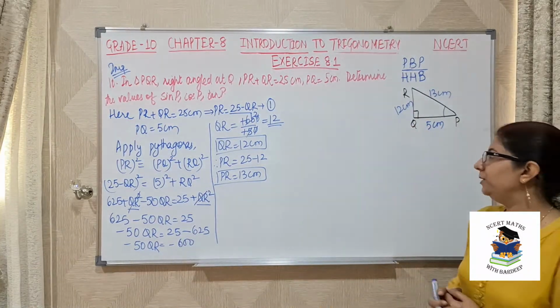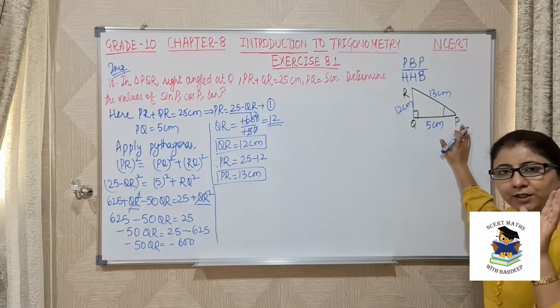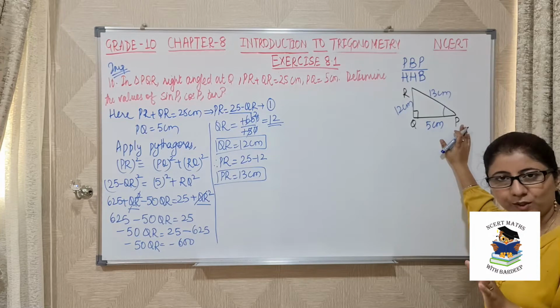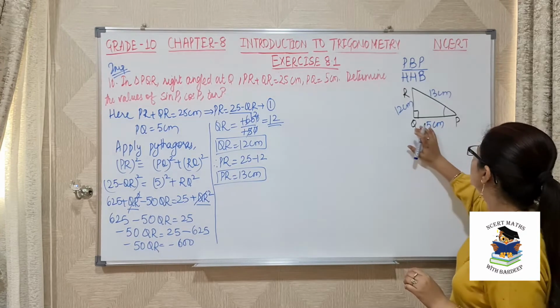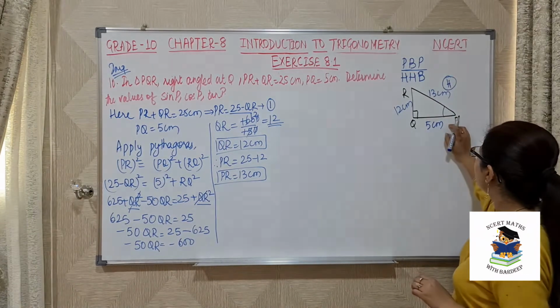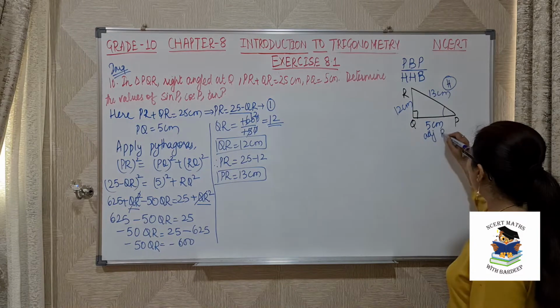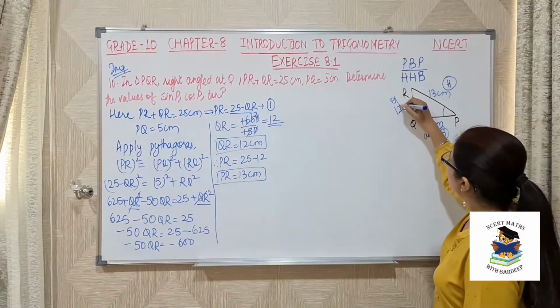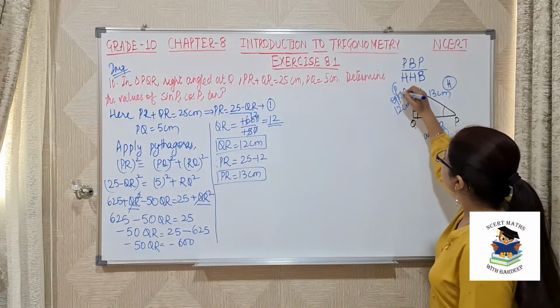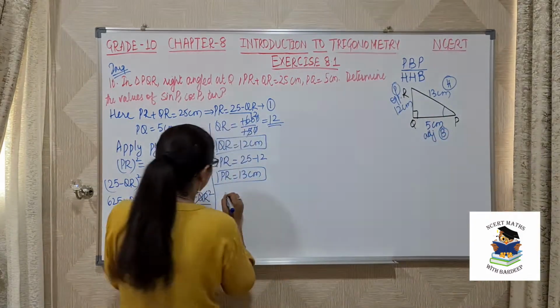First thing is sin P. For P, first we should identify which is the perpendicular or opposite side, which is the base or adjacent side, and the hypotenuse. Since this is 90, this will be the hypotenuse. This is our target angle. So this is the adjacent side or base, and this is the opposite side or perpendicular. Right? So let's find the values. That is sin P.